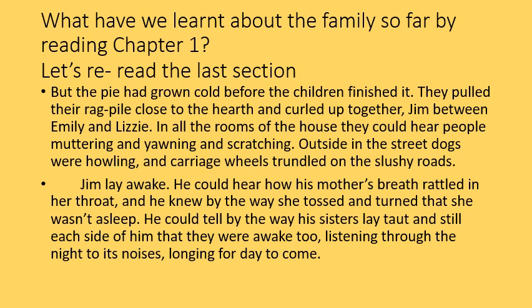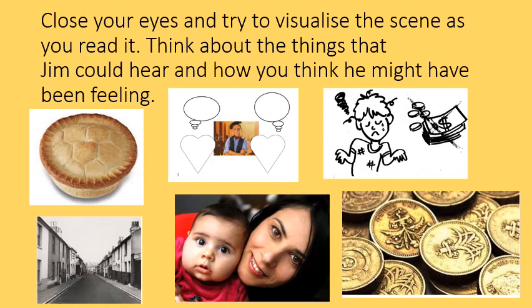Okay, now, after reading this part, what do you think Jim is thinking? He's awake where he's sleeping. What do you think Jim might be thinking in his head? And what can you tell about the family so far? Just think about it. Okay, so now as I said, close your eyes and try to visualize the scene as you read it. Think about the things that Jim could hear and how you think he might have been feeling.